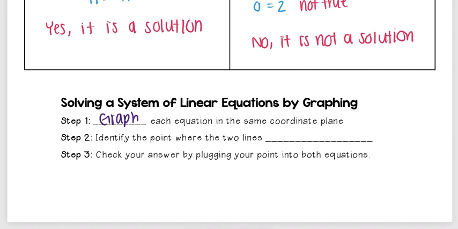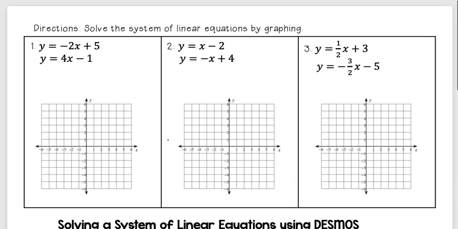Then I'm going to identify the point where the two lines intersect. What I mean by that is, if I have two lines like this, the point of intersection is right there at that cross point. And then step 3, just to be sure I did everything right, I can check my answer by plugging my point into both equations. So let's go ahead and work a couple of these.